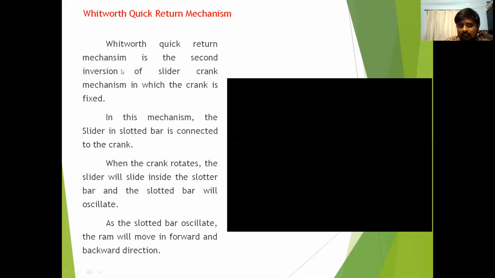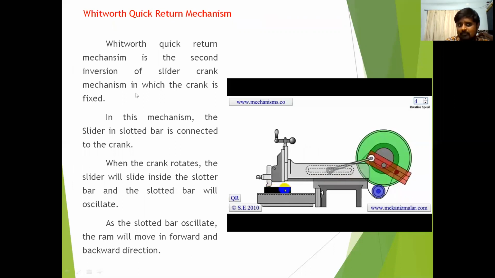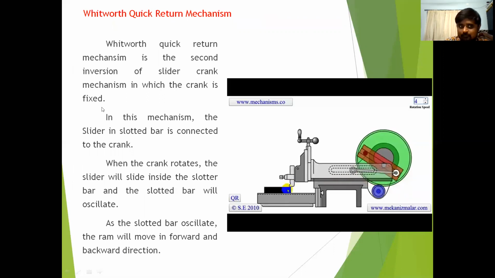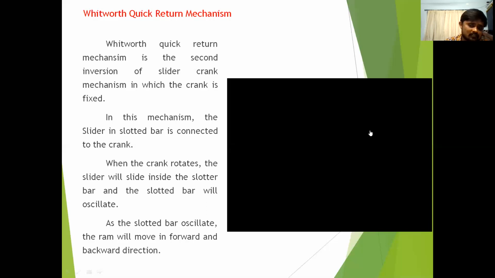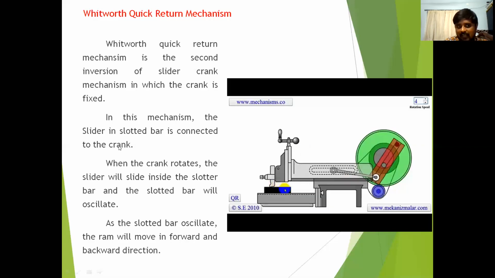The Whitworth quick return mechanism is the second inversion of the slider crank mechanism, in which the crank is fixed. In the slider crank mechanism, the crank is fixed and only the sliding block will rotate. But here, in this mechanism, the slider in the slotted bar is connected to the crank.